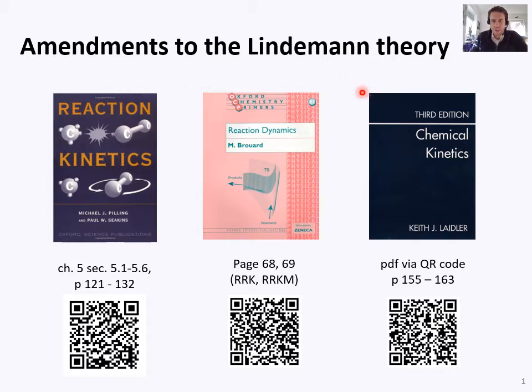And then finally, and possibly the most usefully, we have this book here, which is Chemical Kinetics by Laidler. I have a QR code here to a PDF that's available online for the specific chapter that we want, and within that, pages 155 to 163 are particularly useful. After 163, the text goes into some other theories, which I will allude to right at the end of this screencast, and if you download this PDF, you can have a look at those there.